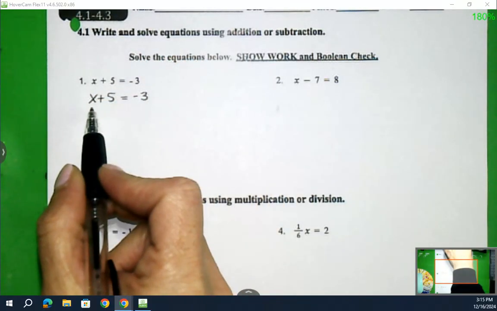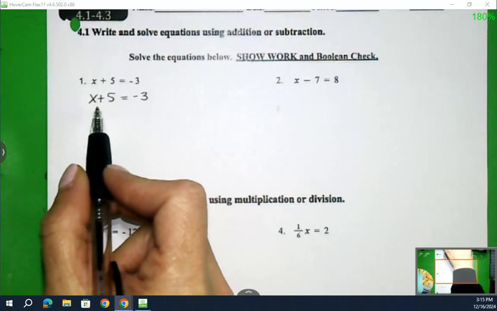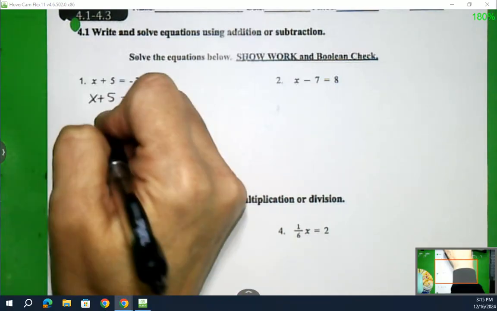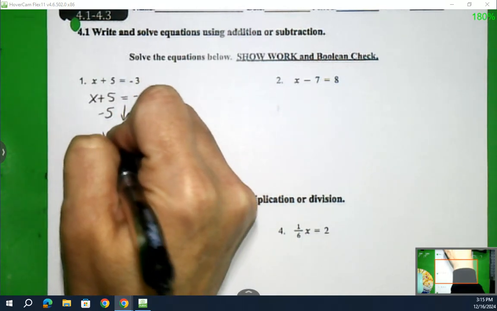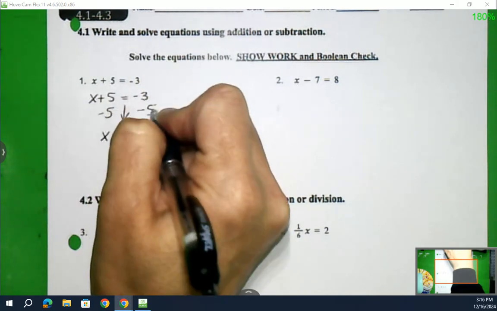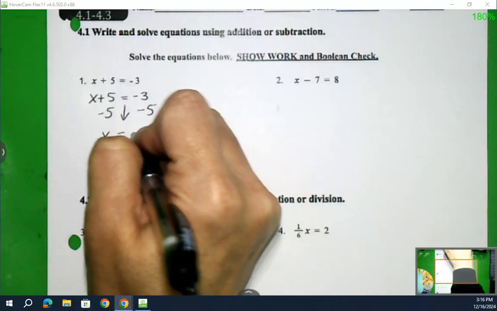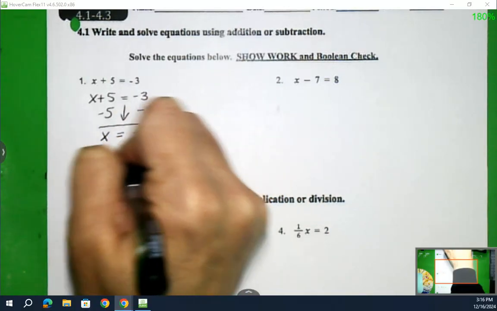And then we want to undo whatever's happening to x. So here we have a plus 5. That means we're going to subtract 5 on both sides. And we should get x equals negative 3 minus 5, which is altogether negative 8.